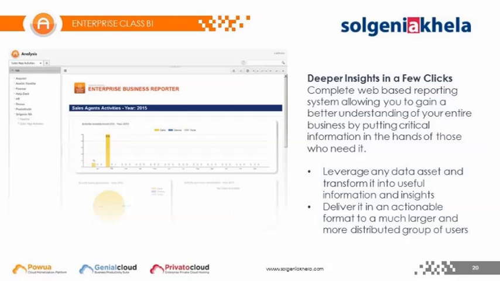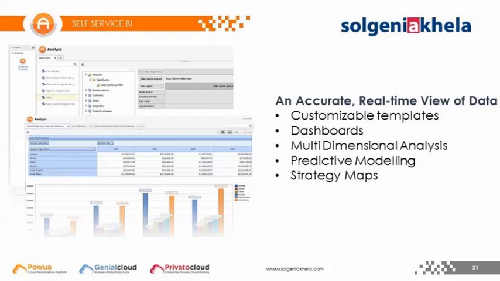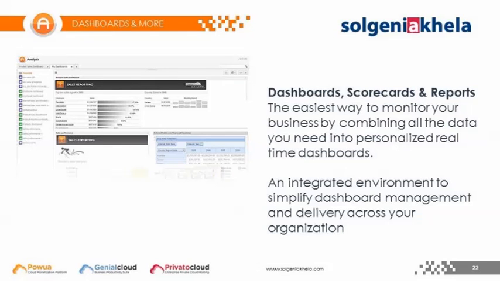Some of the features within, and this is very short, just a couple of slides. Some of the features within Analysis are an enterprise business reporter, where you can transform information and insights into data that you can use for decision making within your organization. Of course, there's a lot of flexibility in the platform. You can customize reports. You can customize something called views, models, and so on and so forth. You can also customize templates. You have something called predictive modeling, multi-dimensional analysis, strategy maps.